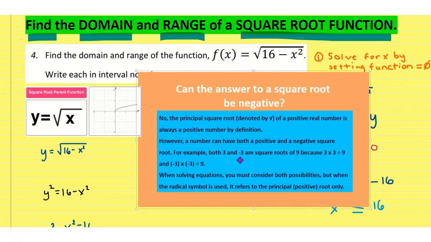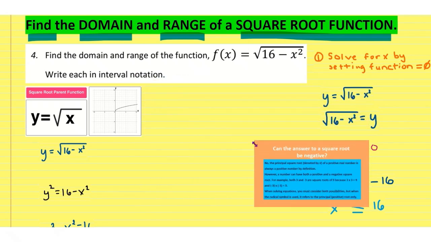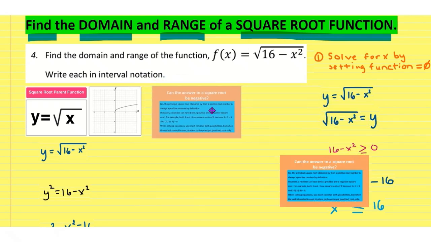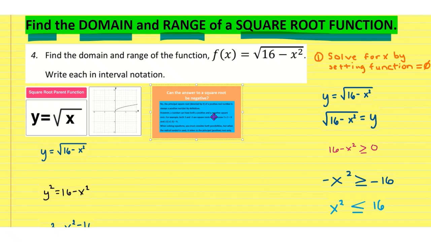For example, 3 and negative 3 are square roots of 9 because 3 times 3 equals a positive 9 and negative 3 times negative 3 equals a positive 9. When solving equations, you must consider both possibilities, but when the radical symbol is used, it refers to the principal positive root only, which must be a positive number. So that may not make complete sense at this point, but hopefully you'll understand where this information fits in as we continue to look at the square root.